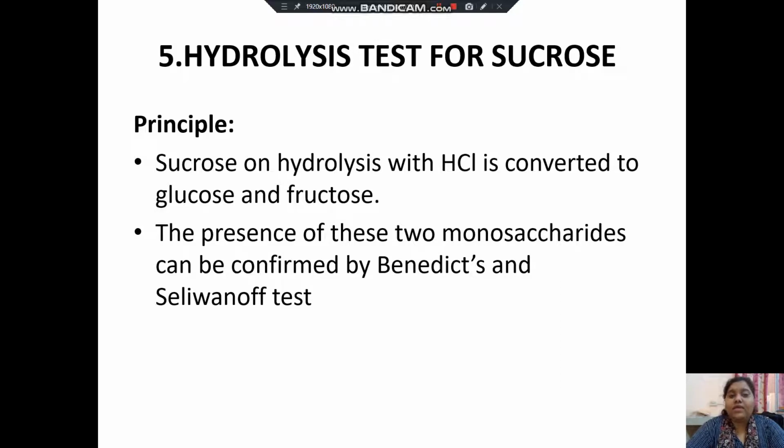Now comes the hydrolysis test for sucrose. The principle is that sucrose on hydrolysis with hydrochloric acid is converted to glucose and fructose. The presence of these two monosaccharides can be confirmed by Benedict's and Seliwanoff tests.